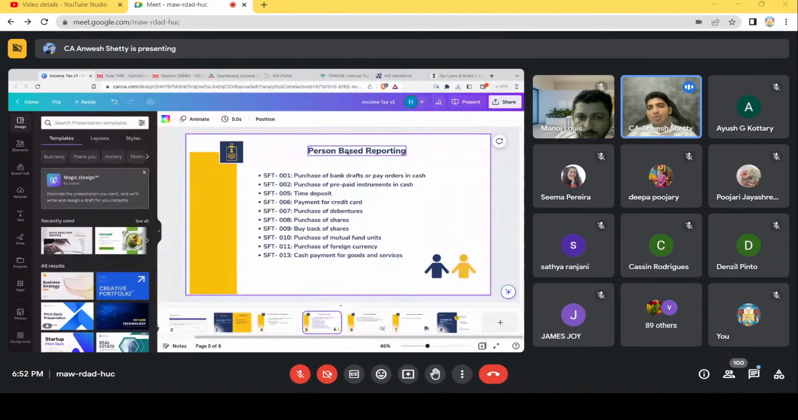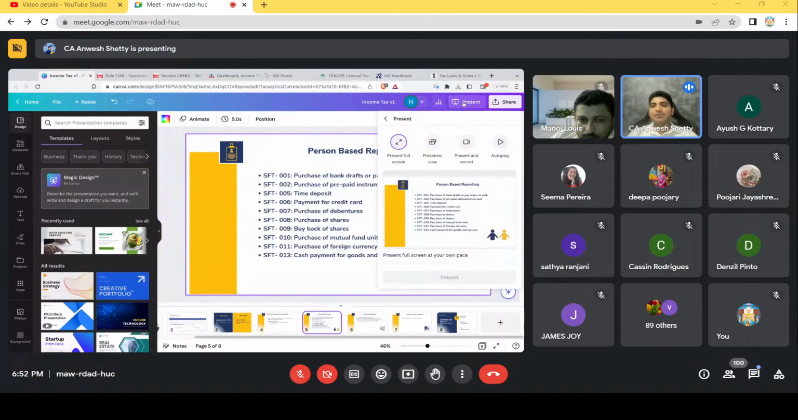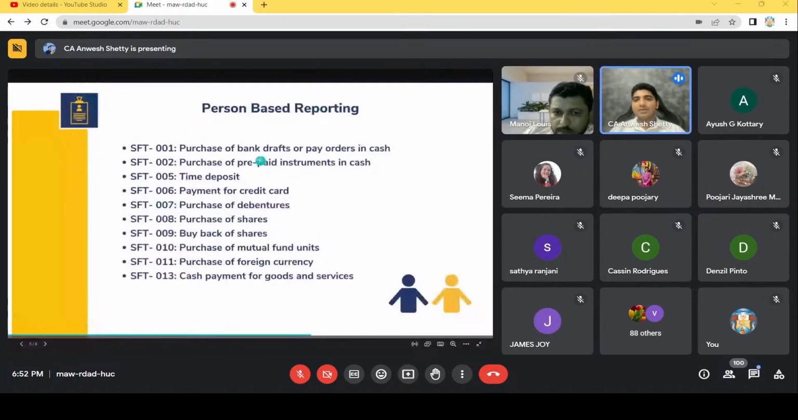some are person based reportings. So now when you see, this is the code for every type of reporting. For example, if you're going to purchase DD in cash, now you know that it is not for all types of DD. If it is deposit of more than 10 lakh rupees, they have to report. The bank has to report under a code called SFT001. It will come and sit in your AIS.